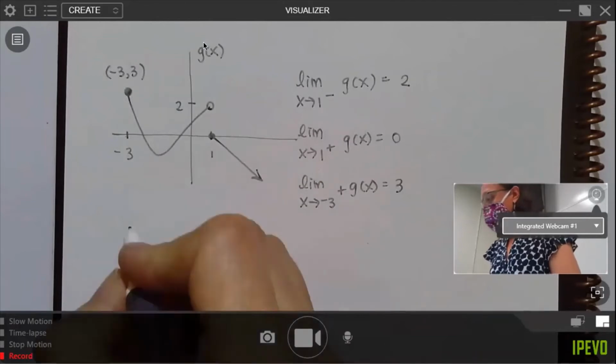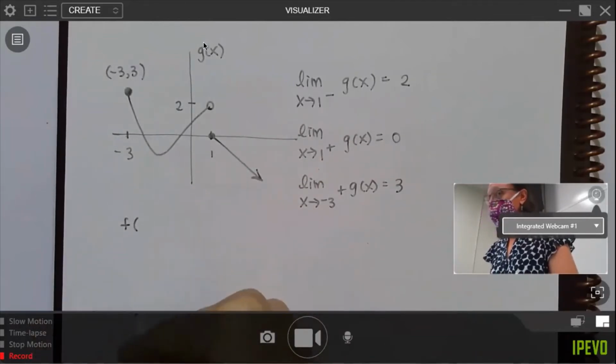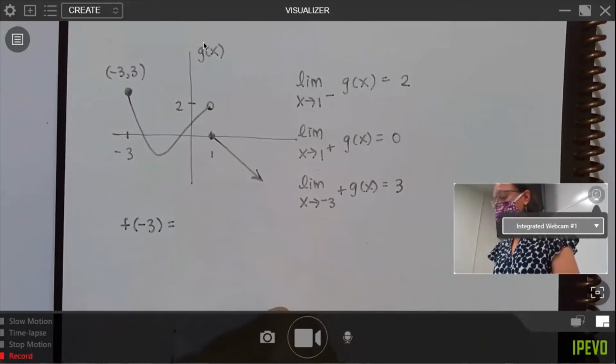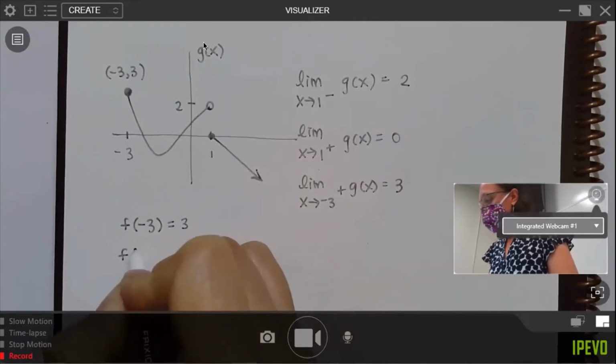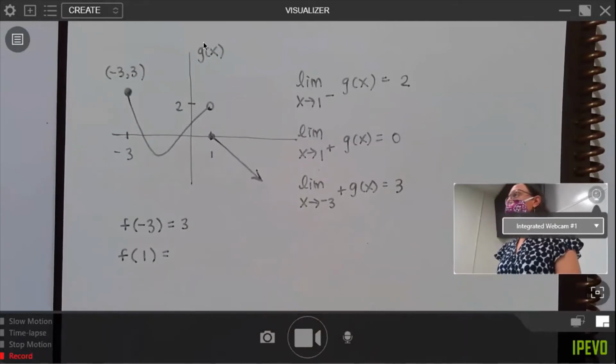Now, if I wanted to ask you, which I could, many of the problems in the textbook do this, f of -3, the value of the function at -3 is +3. F of 1, the value of the function when x is equal to 1 is 0, because that's the side with the filled in dot.